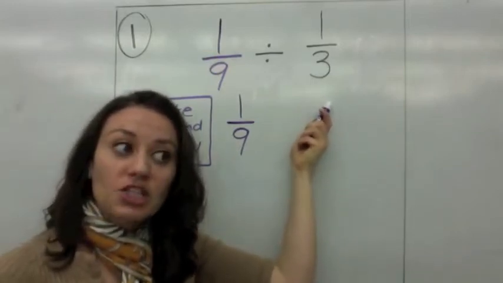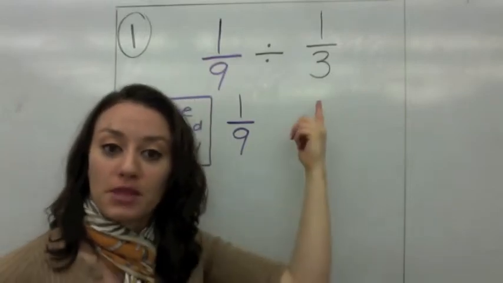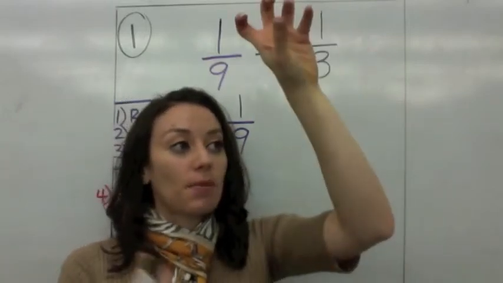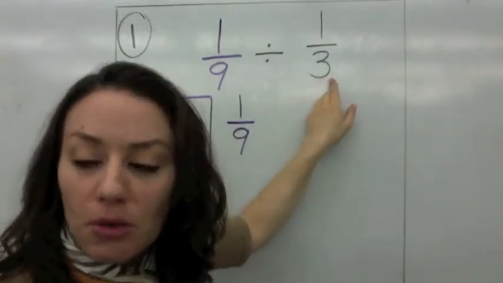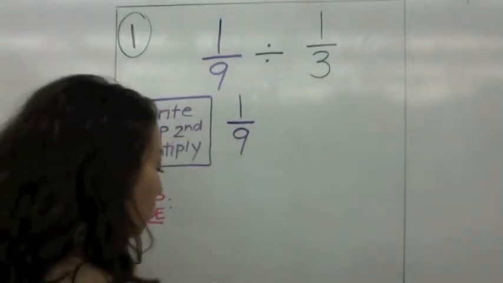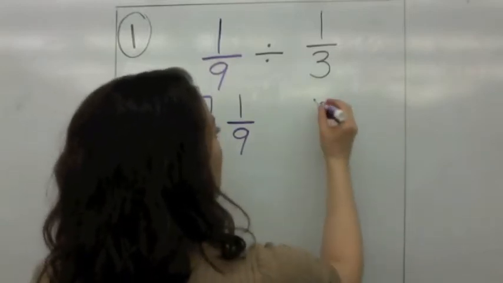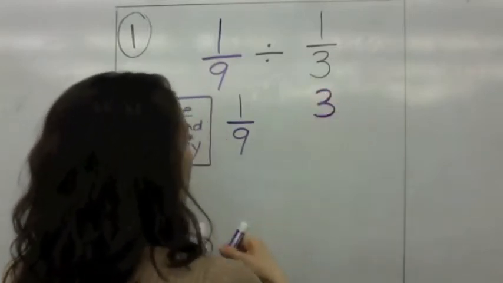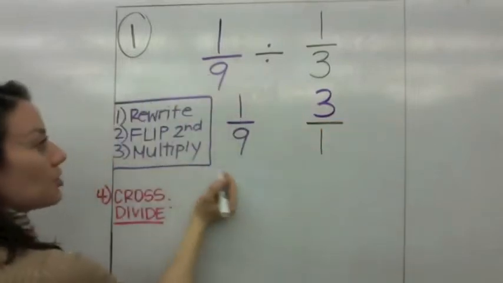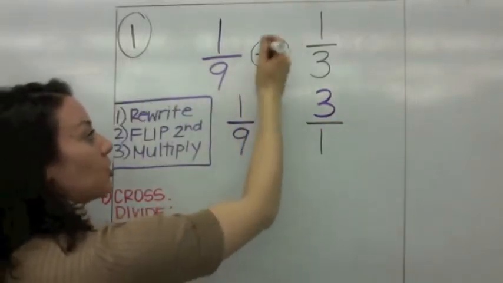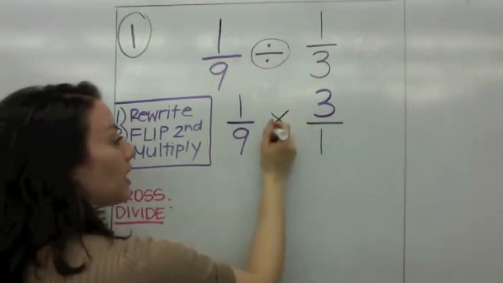What is the reciprocal of 1/3? How would you flip this? When the bottom becomes the top and the top becomes the bottom, what do you get? What is the reciprocal of 1/3? Come on, people, it's 3/1. That is correct. It is 3/1. Very nice. The next step says to change division into multiplication.